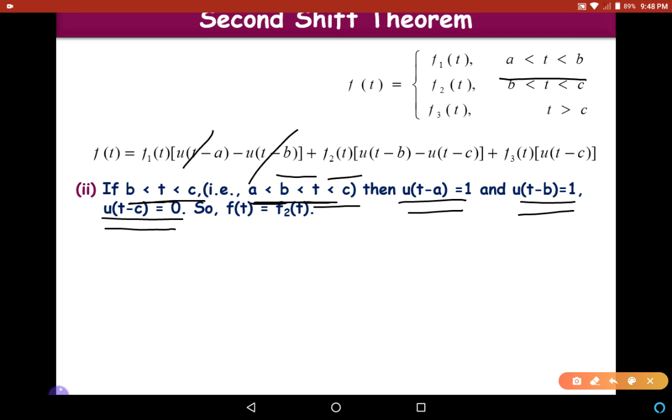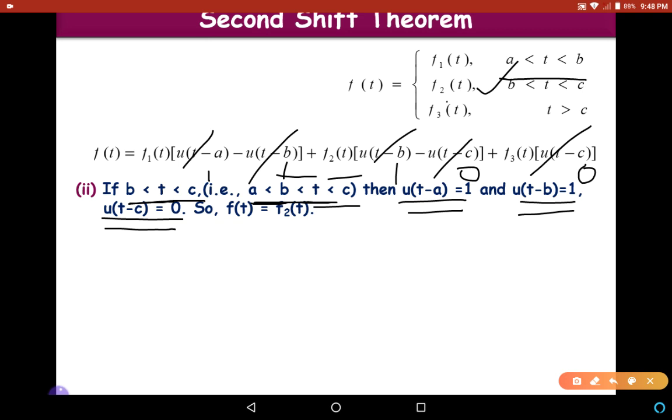Okay. Now substituting the unit step function values, U of t minus a is 1. This is 1 and this is also 1. U of t minus b is 1 and this is 0. U of t minus c is 0 and this is 0. So now the first term becomes 0 because 1 minus 1 is 0. Second term is f2 of t into 1 minus 0, that is f2 of t plus 0. So in the second case we got f of t is equal to f2 of t.